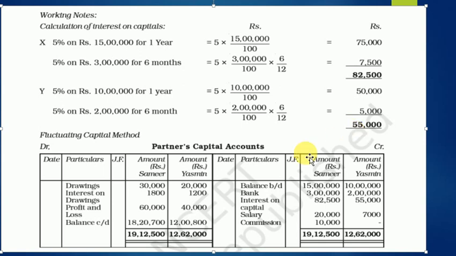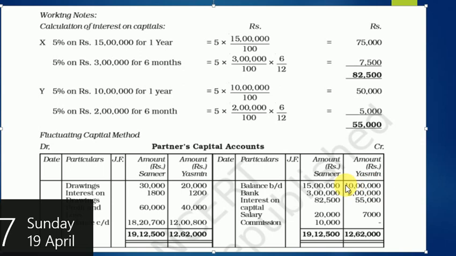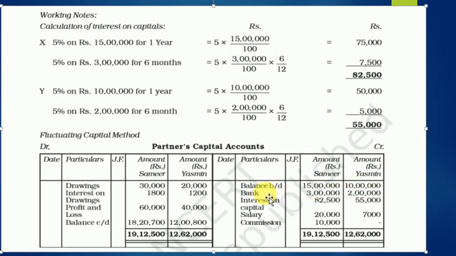So let's go to the partners capital account by fluctuating capital method. You start it on the credit side with the opening balance, which is by balance BD 15 lakh for Samir and 10 lakh for Yasmin. Then the additional capital introduced by bank, 3 lakh for Samir and 2 lakh for Yasmin. By interest on capital 82,500 and 55,000, already explained by me. Then the salary of the two partners 20,000 and 7,000 and commission 10,000.